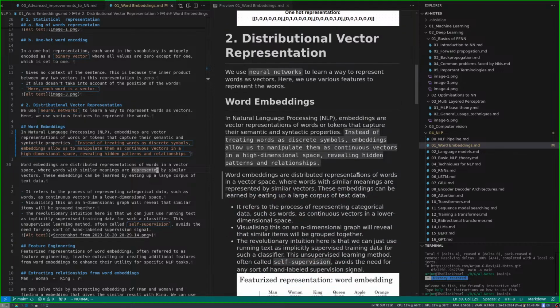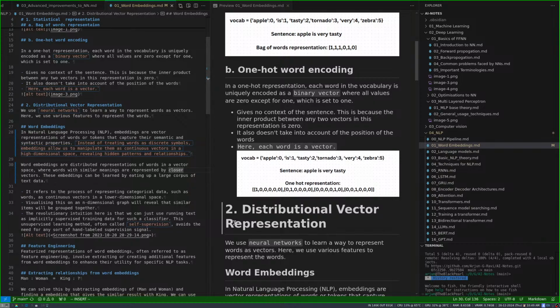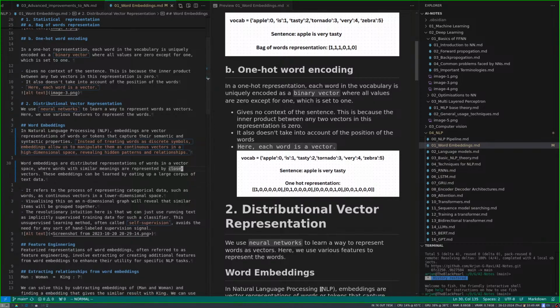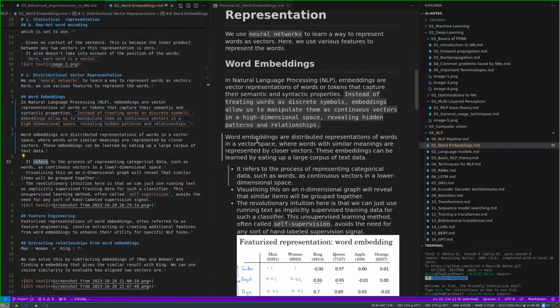Distributed representation of words in higher dimensional vector space, where words with similar meanings are represented by closer vectors. That would be better, right? Okay, cool. Word embeddings.